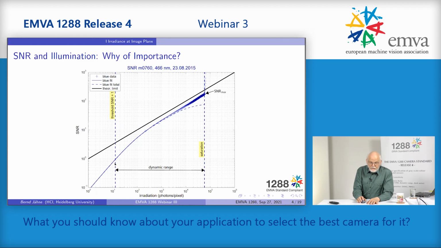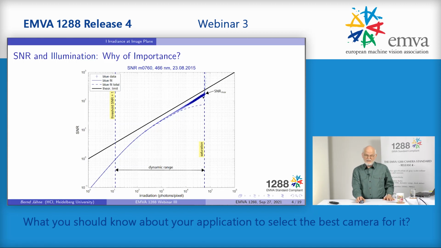The lowest SNR is, of course, very much in the dark. And here it's really important that once the curve goes down, not only here with a slope of 1/2 parallel to the ideal curve, but goes down steeper, that is the influence of the constant dark noise. So in the dark, you have much worse SNR.